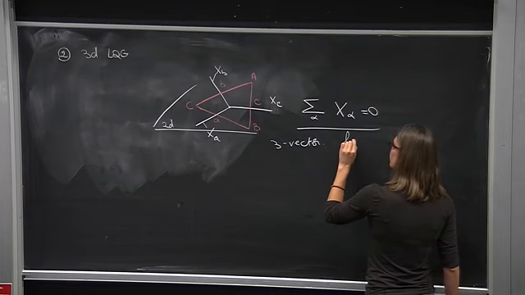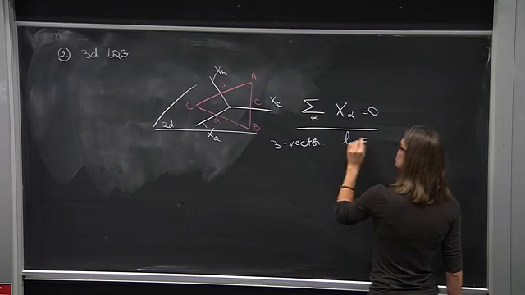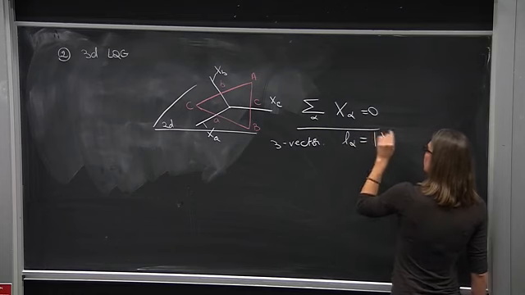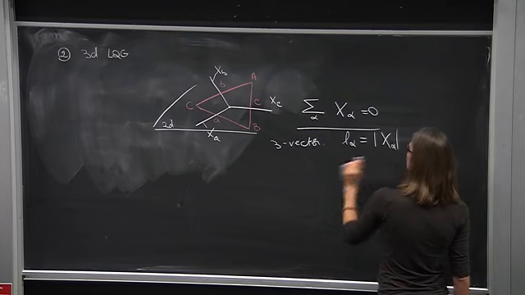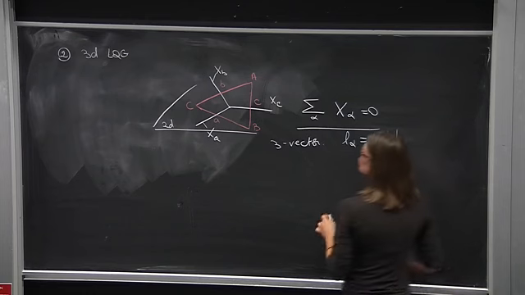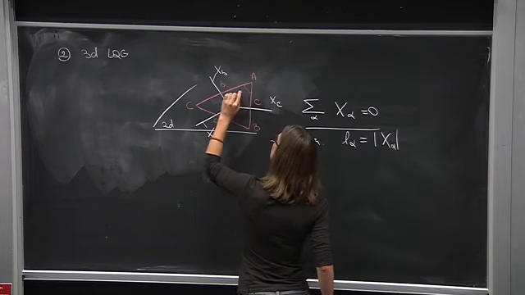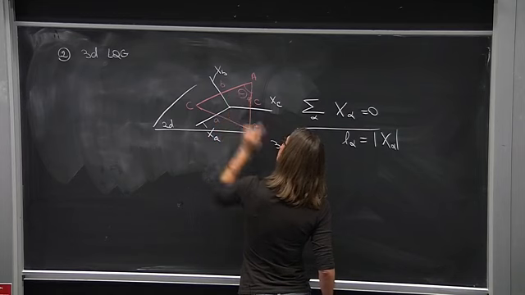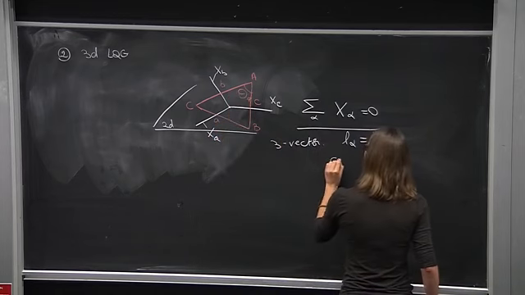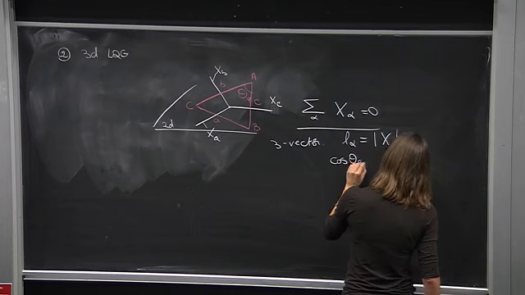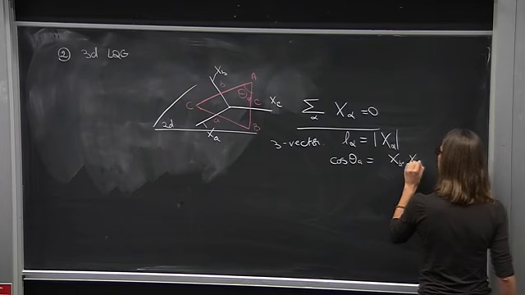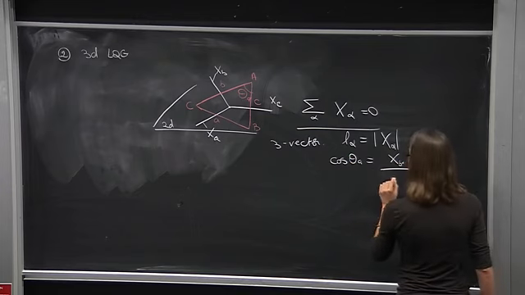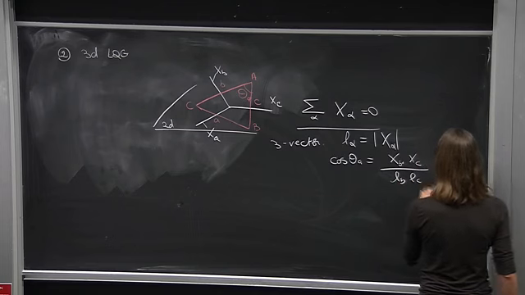That means that the length of a given edge is going to be given by the norm of the associated flux variable. And if I want to define an angle, theta_A, the cosine of this angle is simply given by X_B scalar X_C normalized with L_B L_C.